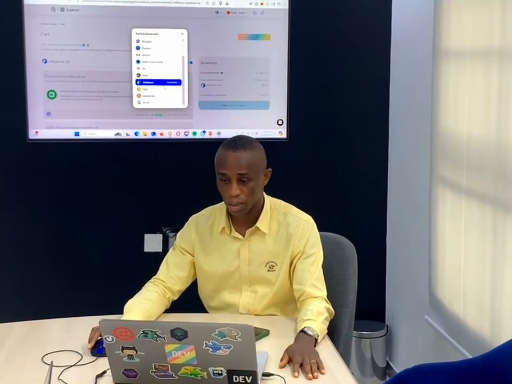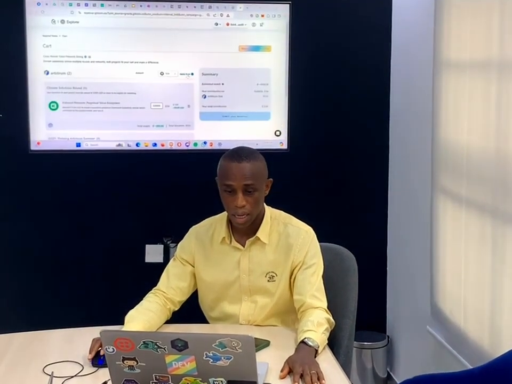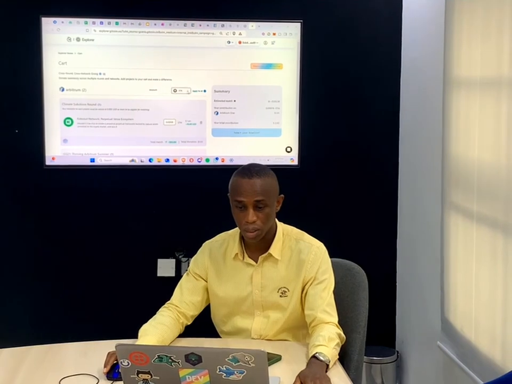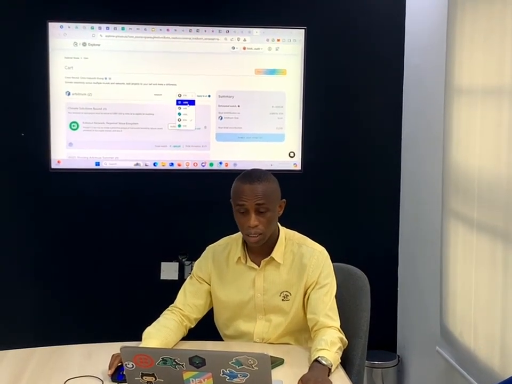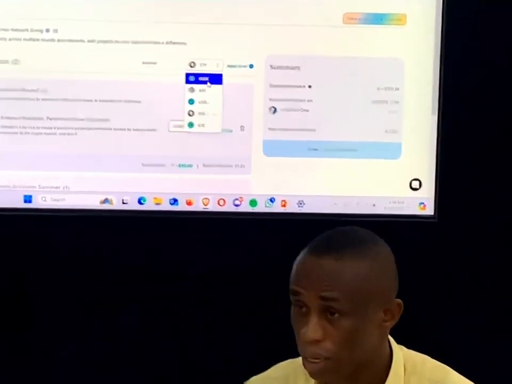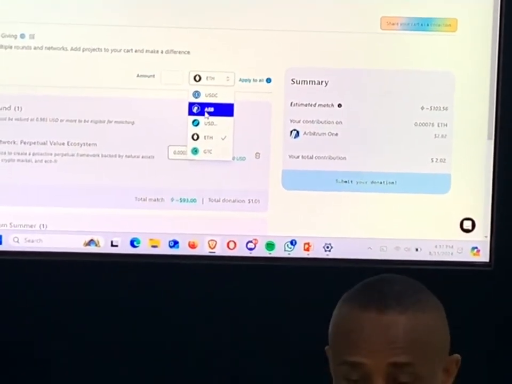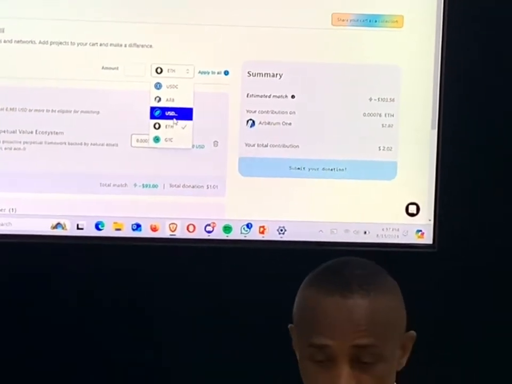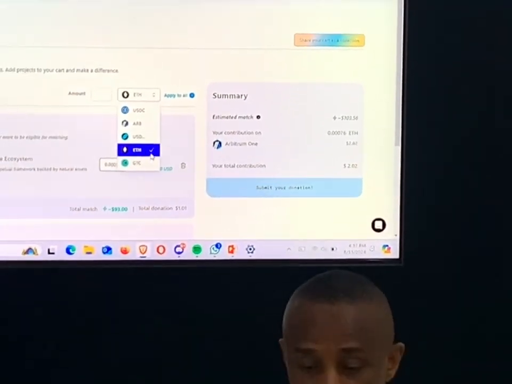So I'm already connected on Arbitrum, and I could donate with USDC. You already know USDC is a stable coin, right? And there's Arbitrum here. There's USDT, Glow, it's also a stable coin. And there's Ethereum, and there's GTC.